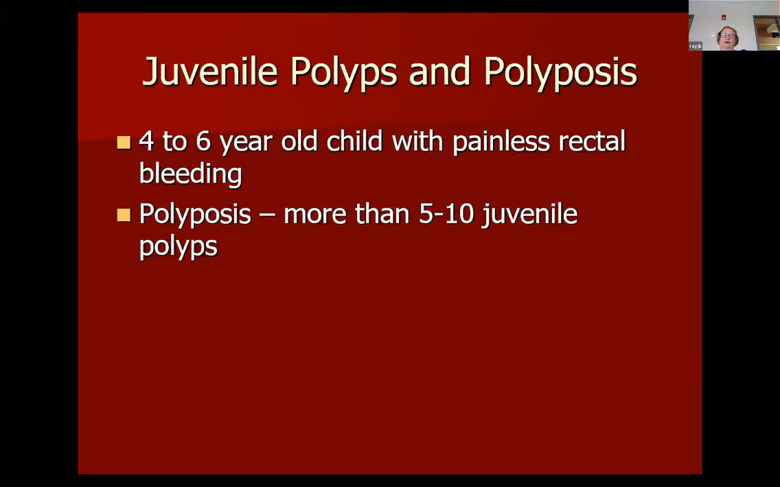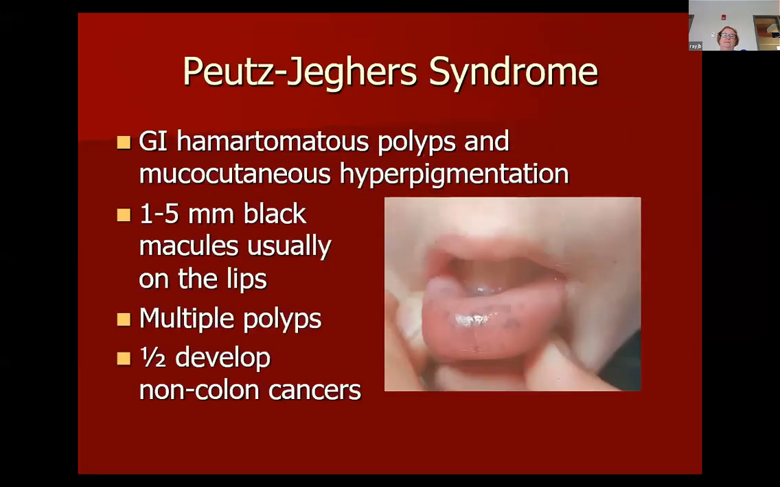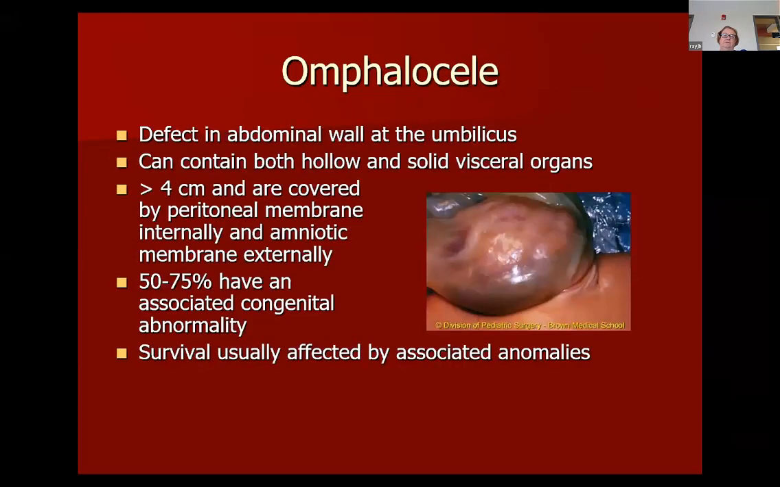Juvenile polyps are common. Usually you'll have painless rectal bleeding, and with polyposis they'll usually have 5 to 10 rectal polyps. Peutz-Jeghers is an unusual syndrome, but you'll see these unusual macules on the lips. I have one family here that has this syndrome.